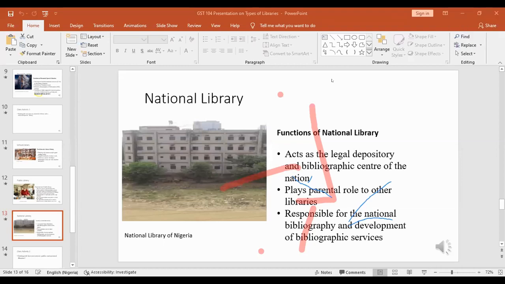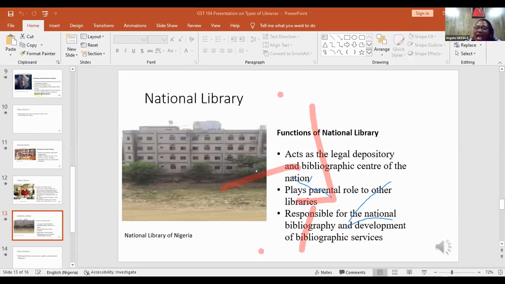So, for the functions of the National Library, why is it unique? It's unique because it serves as a legal depository. And I want to explain now what I mean by legal depository. Please, I keep muting you. Please stop unmuting yourselves. Okay. The National Library serves as a legal depository. First of all, I want us to know that it serves as the nation's memory.